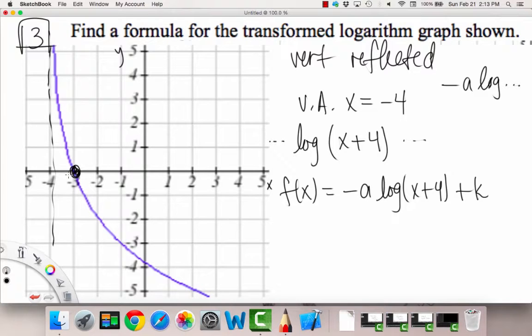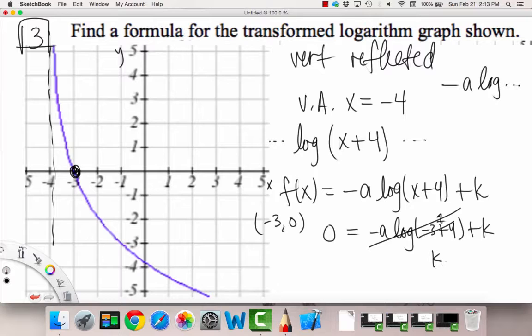So I'm going to pick this point here, -3, 0, just because it has 0 in it, and that's nice. So let's plug that in and see what we get. We get 0 is equal to -a times log of -3 plus 4 plus k. Inside here we have a 1, and log of 1 is just 0, so that term goes away. And we just found out that our k is equal to 0.